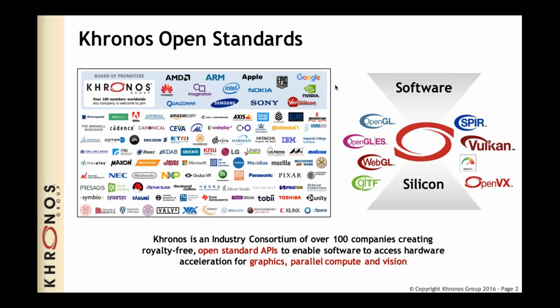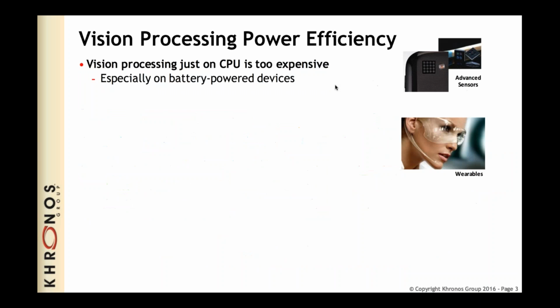OpenVX is a standard API for computer vision created by Khronos. Khronos is an open consortium that creates standard APIs for hardware acceleration. A large number of companies come together at Khronos to create APIs that make accelerators for graphics, compute, and vision processing easy to use.